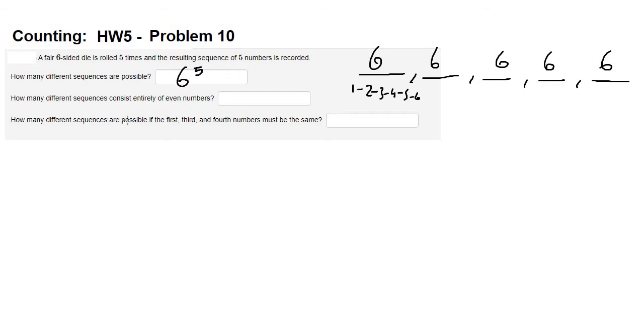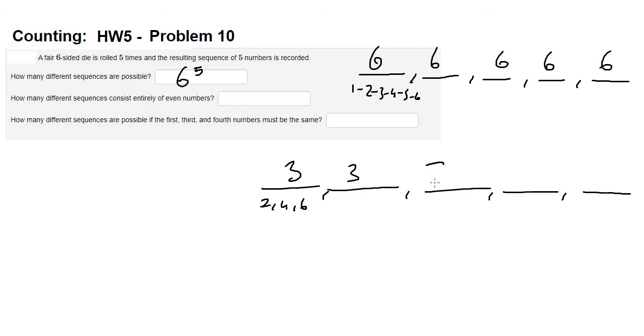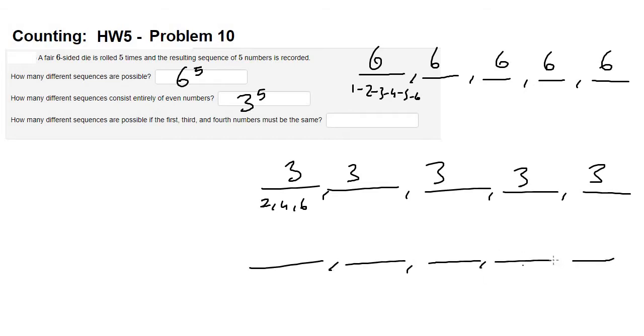How many different sequences consist entirely of even numbers? So this time we still have 5 coordinates, but we would like even numbers here, which is 2, 4, and 6. We have 3 options for each coordinate, so it's going to be 3 to the 5th. How many different sequences are possible if the first, third, and fourth numbers must be the same? So let's work on our 5 coordinate system. We would like our first, third, and fourth to be the same.